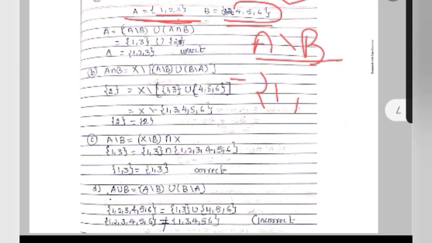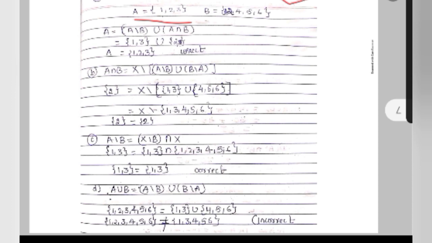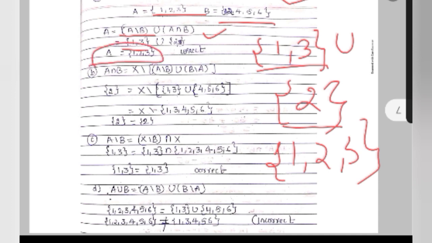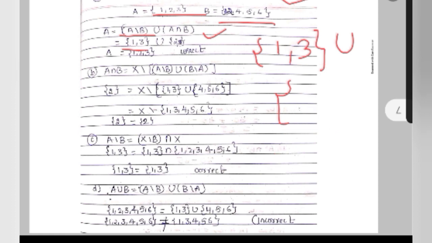What about the next part? Here I got the value of A minus B, that is 1 comma 3. Next I have to do the union with A intersection B. What is A intersection B? The common elements. Which element is common in both sets? That is 2. So if I take the union of 1 comma 3 with 2, I will get 1, 2, 3, which is nothing but the set A. So the first option is correct, but in the question I have to find the incorrect one. So here option A is correct with the help of this universal set.